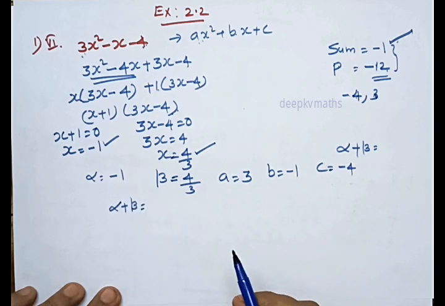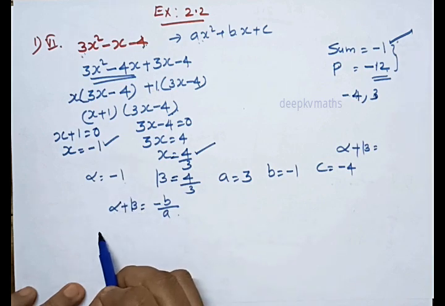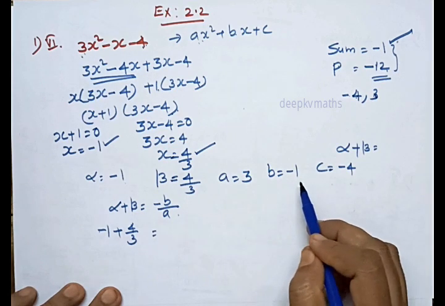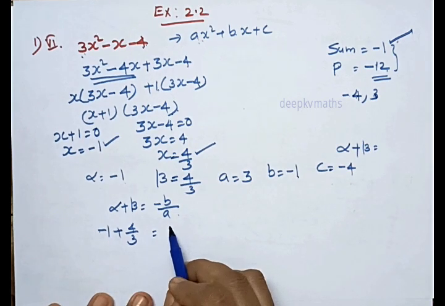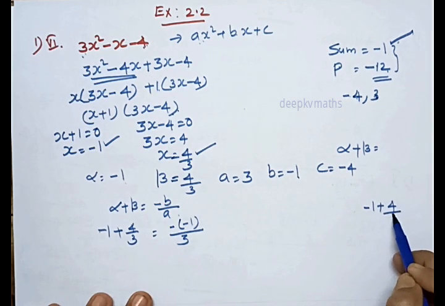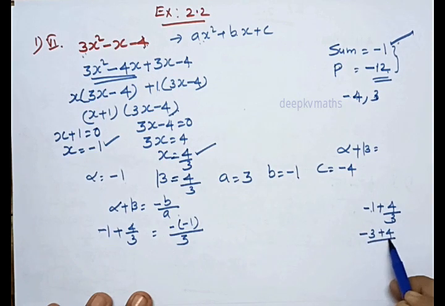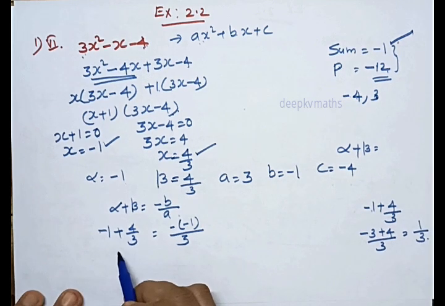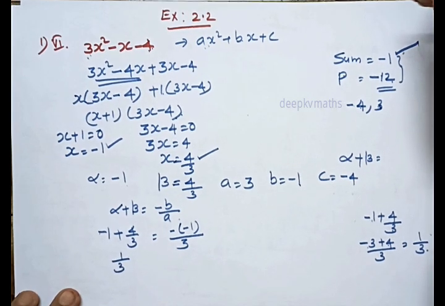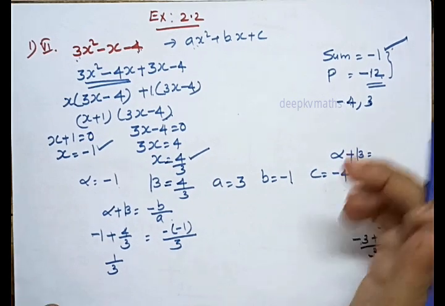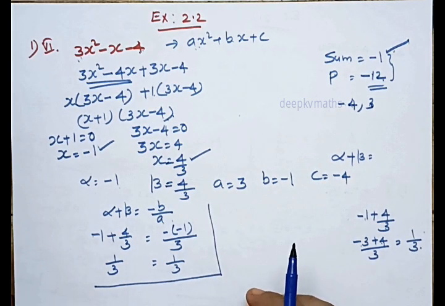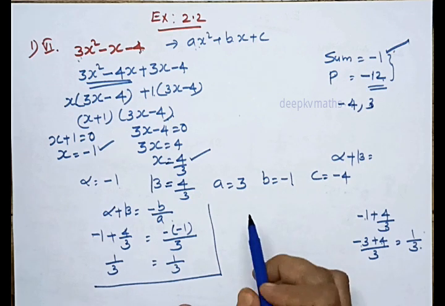Alpha plus beta, the sum of zeros, is equal to minus b by a. Alpha plus beta is minus 1 plus 4 by 3. Minus b by a is minus of minus 1 by 3. Minus 1 plus 4 by 3, taking the LCM, is minus 3 plus 4 by 3, which is 1 by 3. That is equal to minus of minus 1 by 3, which is 1 by 3. So alpha plus beta equals minus b by a is verified.